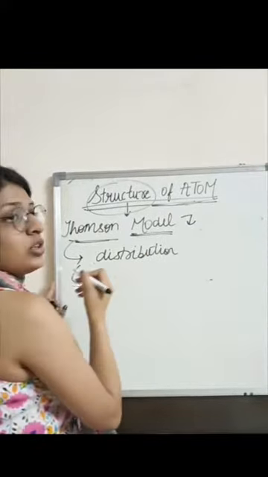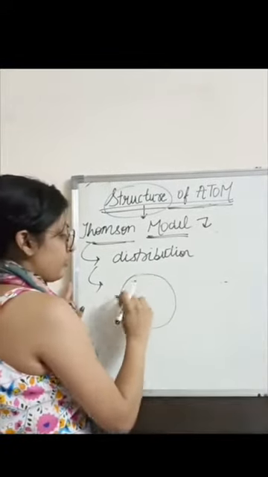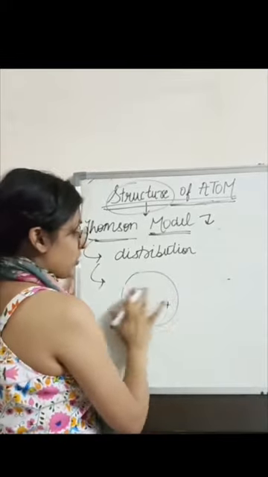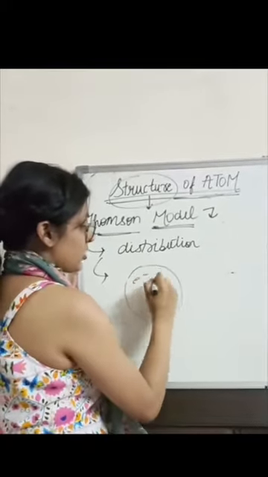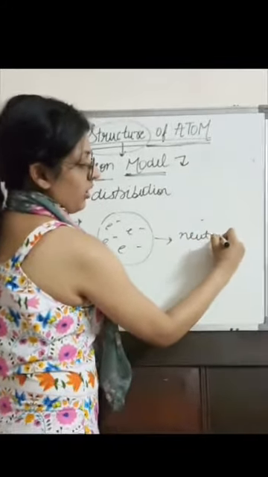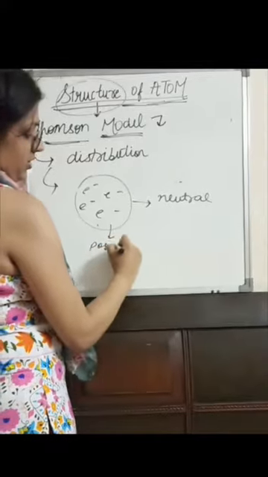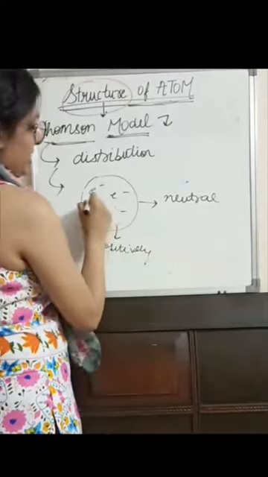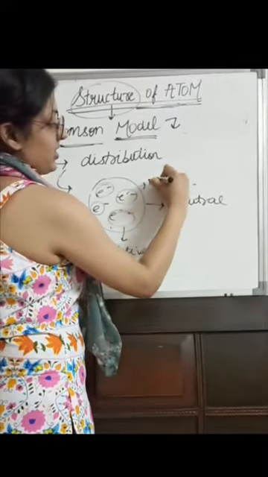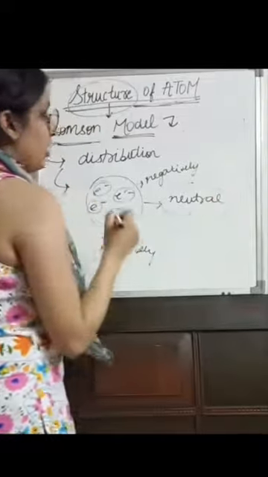Now we see that Thomson told us that the atom is a positively charged sphere in which electrons are embedded, to make the atom whole and neutral. We see that this is a positively charged sphere onto which these electrons are embedded, which are negatively charged. So the whole atom is neutral.